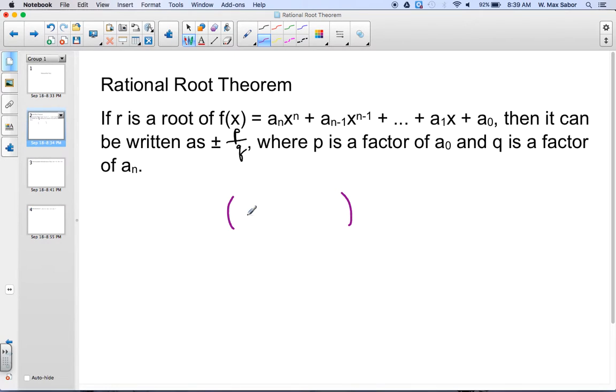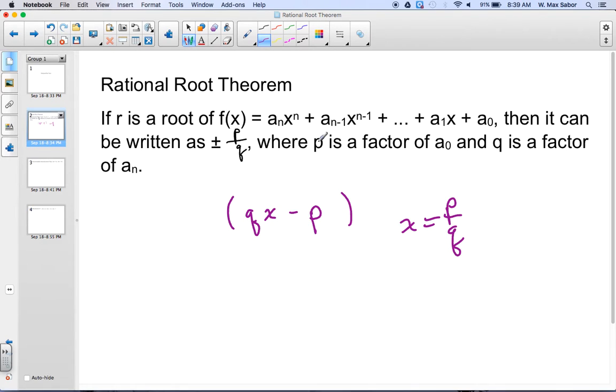If you're curious about why this statement is true, it's because in order for it to be a root, we need something like qx minus p to be a factor of the polynomial. If this were a factor, we would set it equal to 0 and say that x equals p over q. Or if we change this to plus, then x equals negative p over q. Why does this have anything to do with p being a factor of the constant and q being a factor of a_n?